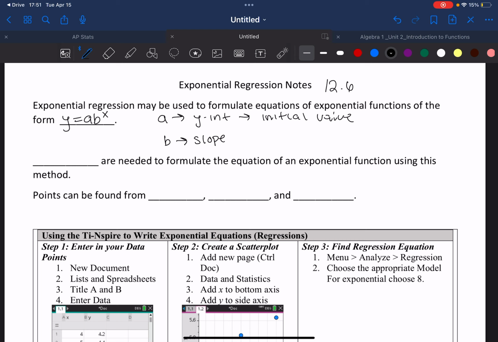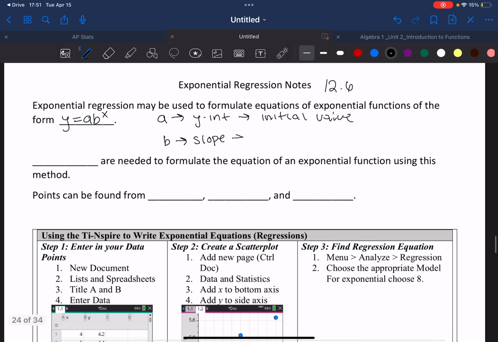And then we can remember that slope is always going to be the change in y over the change in x. So whether or not this is going to give us a growth, so b is greater than 1, or a decay, b is less than 1 but greater than 0.